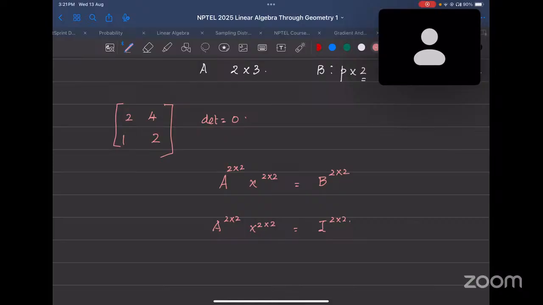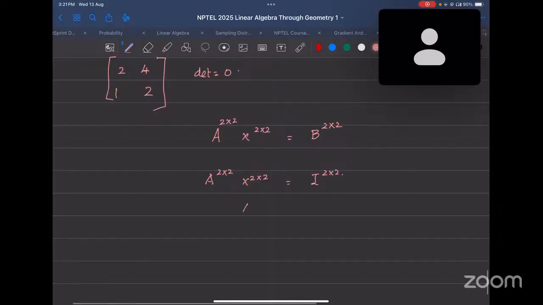So I will augment this matrix A with the identity matrix, and then I try to do the row reduced echelon form for this. I will go on till I get I and A inverse. So I'll move from A I to I A inverse. So that is the correct answer here. Is that clear? Any questions here?